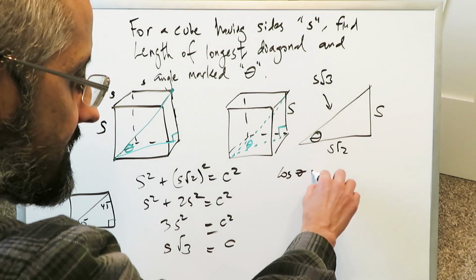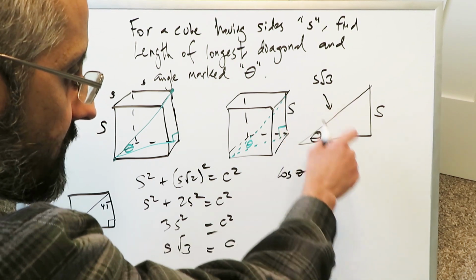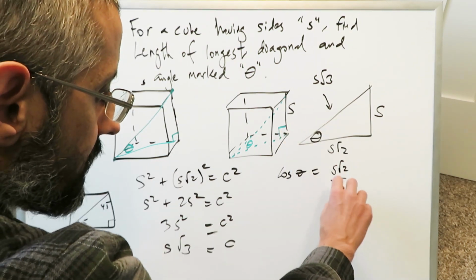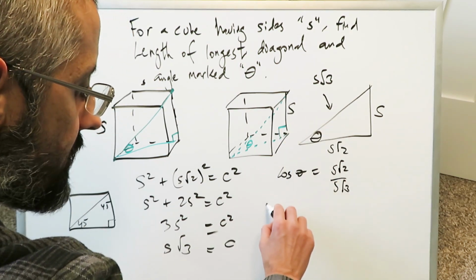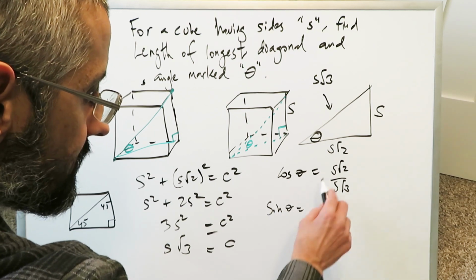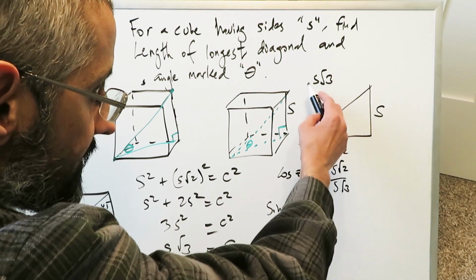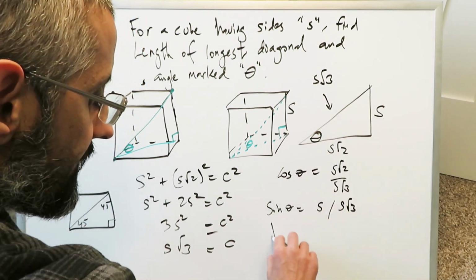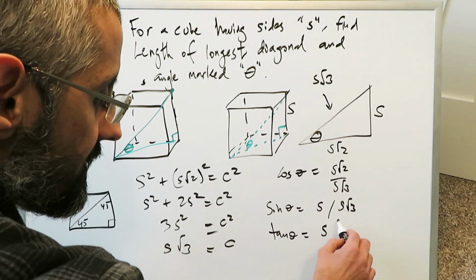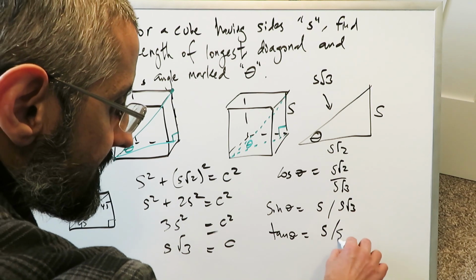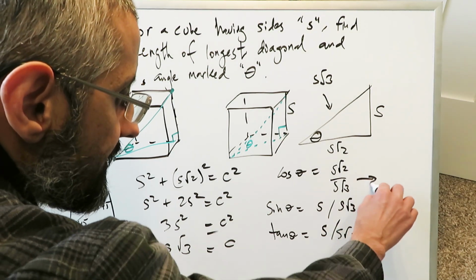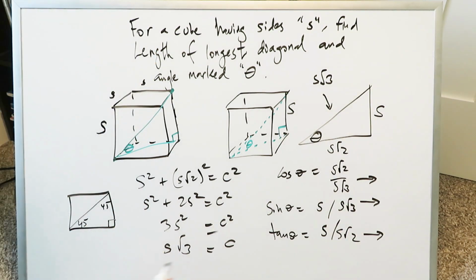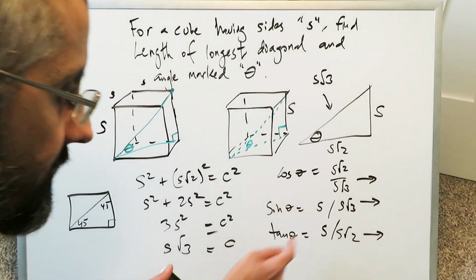Cosine theta is equal to adjacent over hypotenuse, S root 2 over S root 3, or you can say sine theta is equal to the opposite divided by the hypotenuse, S over S root 3, or you can say tan theta is equal to the opposite divided by the adjacent, S over S root 2. In each of these instances, you can do the inverse trigonometric calculation. Just take the trigonometric function on the other side. The S's cancel out very easily.